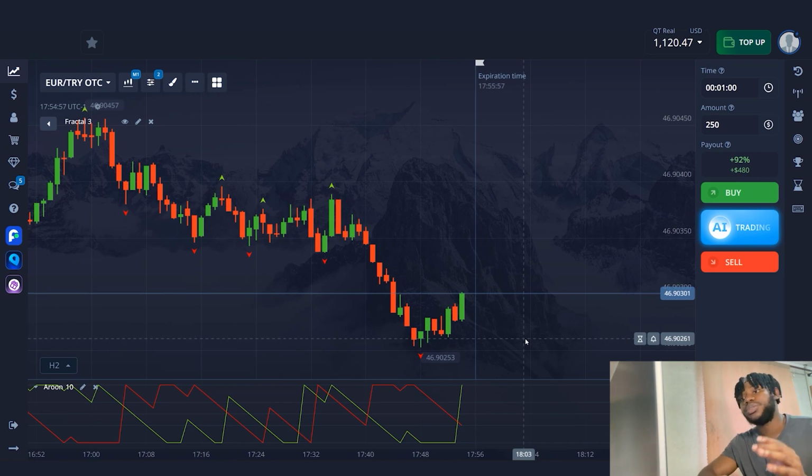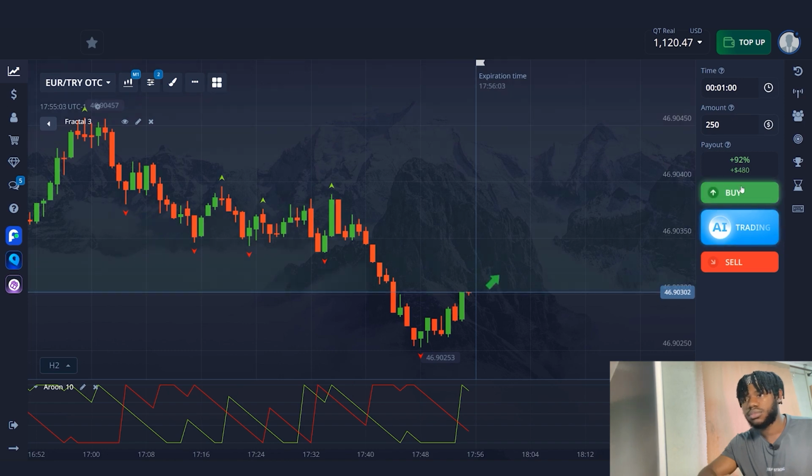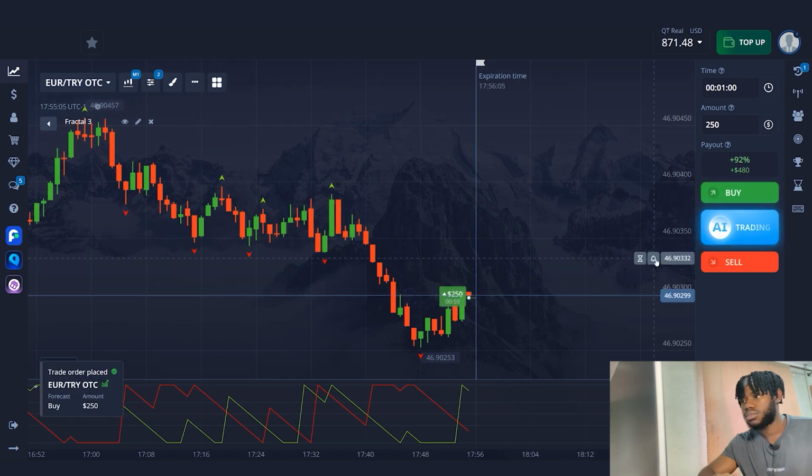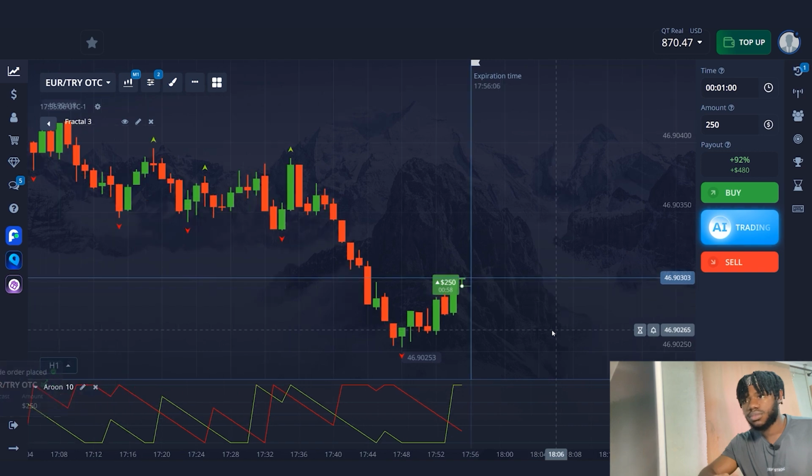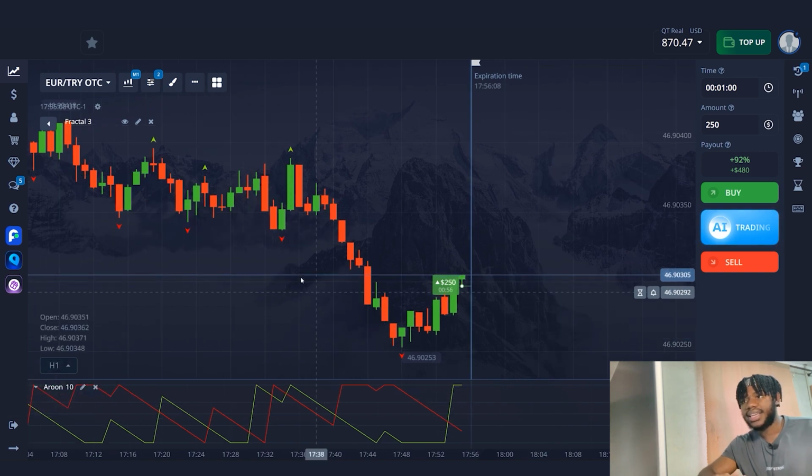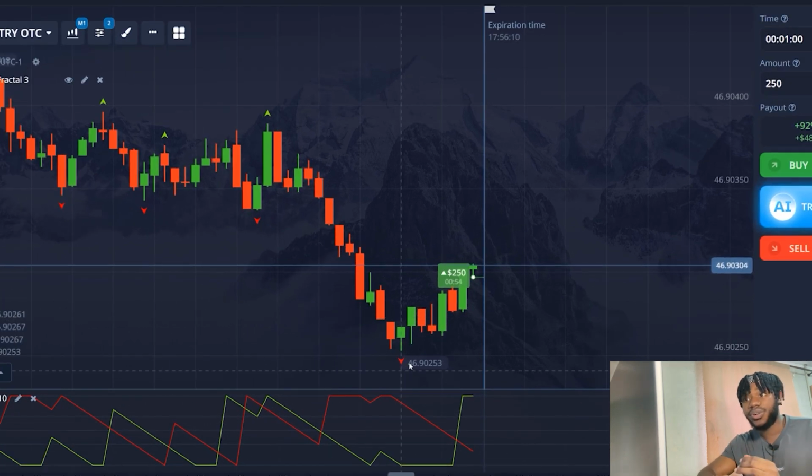This time I will open a trade to increase the price. I press the green button to open the trade. Okay, and so the trade is open. Let's do it all over again.